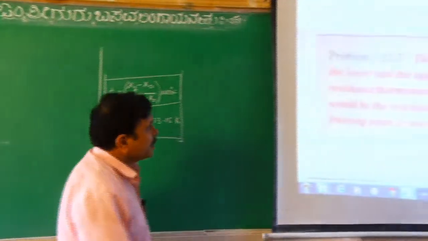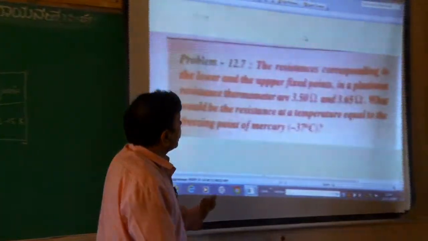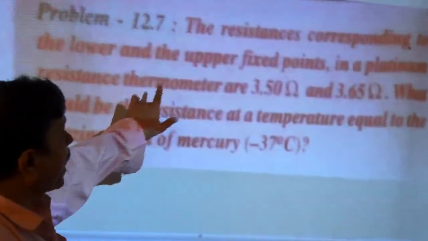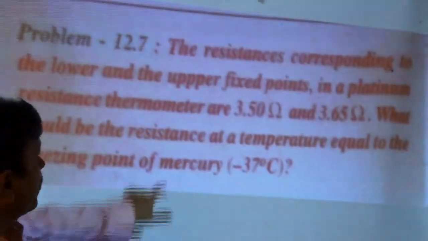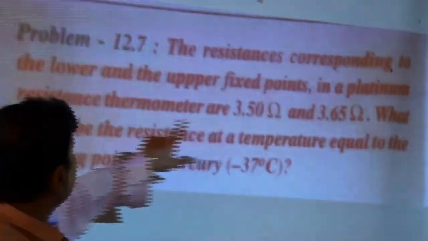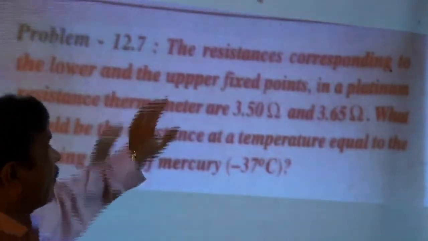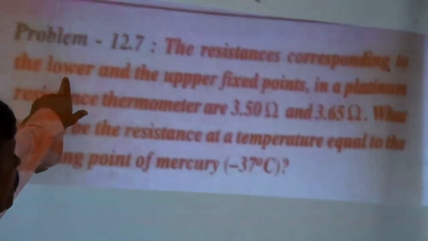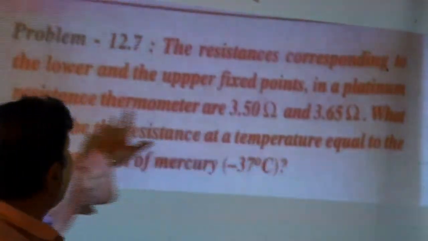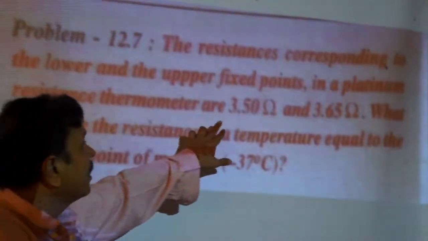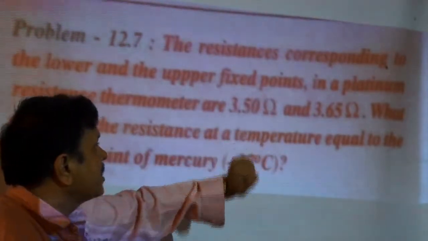Now, let us go for the next one. It is a platinum resistance thermometer question. The resistances corresponding to lower and upper fixed points, lower means 0 and upper means 100, are, in a platinum resistance thermometer, 3.50 and 3.65.